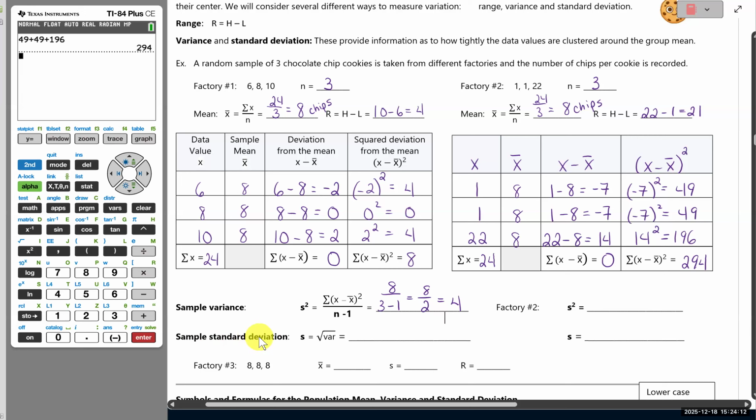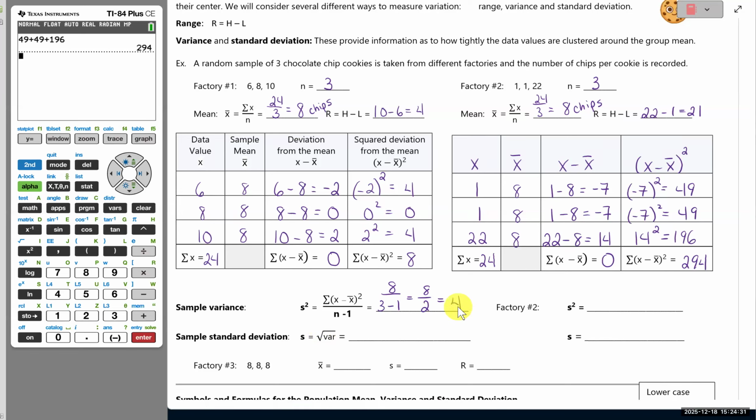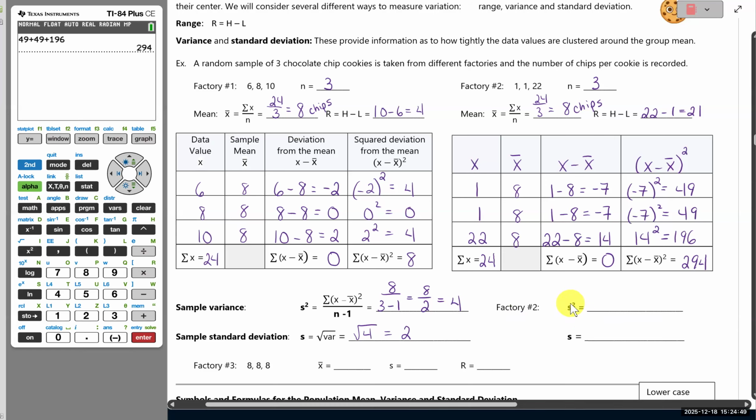So sample standard deviation is S. So basically, to get rid of this square on the variance, S squared, we're going to take the square root of that value. So S, the standard deviation, is the square root of what we got for the variance. So in this case, that was 4. So the square root of the variance comes out to be 2. Okay, so we just want to compare that to the second factory and see if we're getting larger values in that second factory. All right, so S squared is the variance.